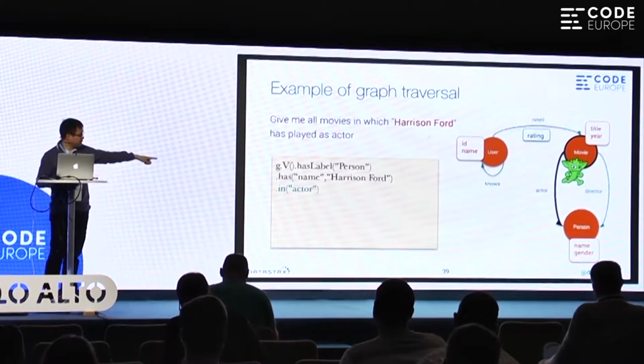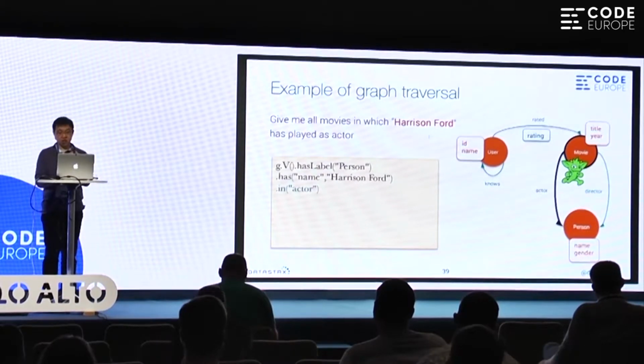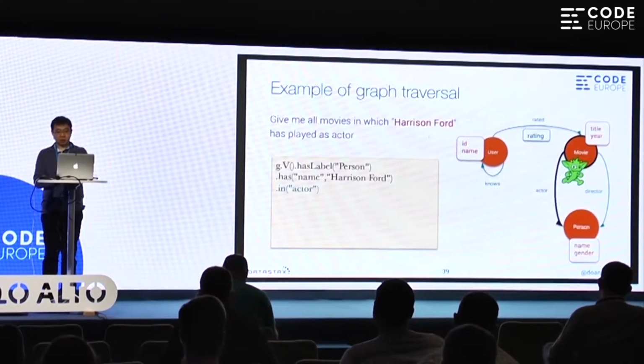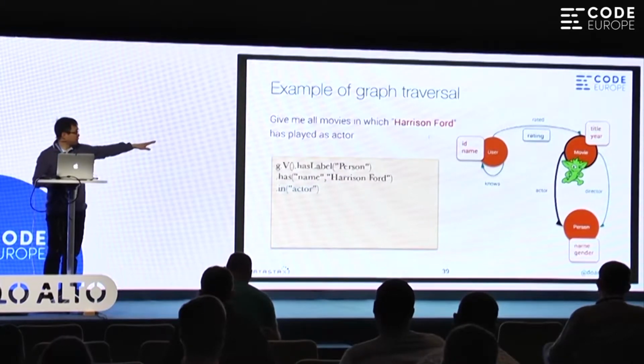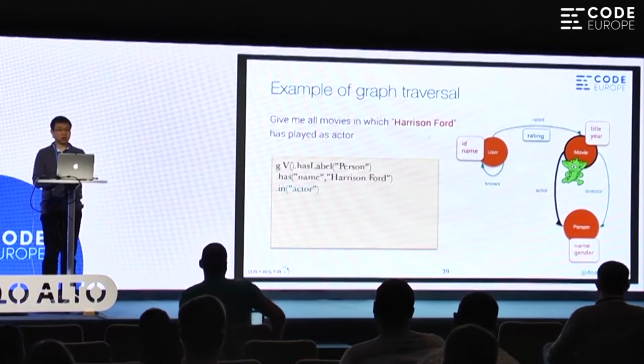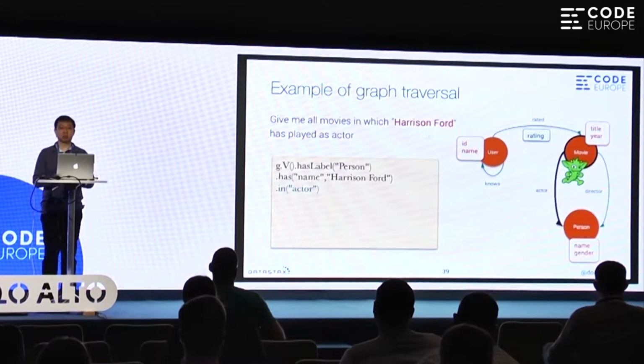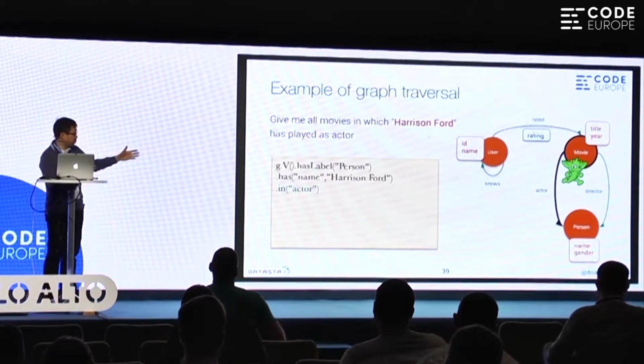And as you can see, there is an arrow, there is a direction. Right? From person, the incoming edge is actor. So now I am at the movies vertices. So this is the query to answer my question: give me all movies in which Harrison Ford has played as an actor. So it is very visual. You see what's happening on the graph.